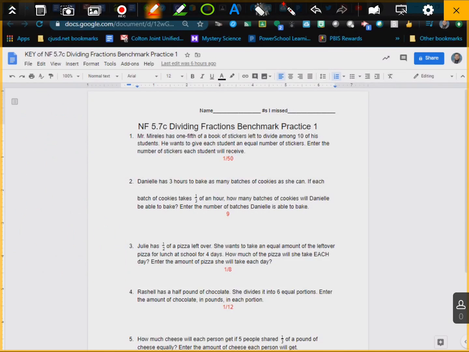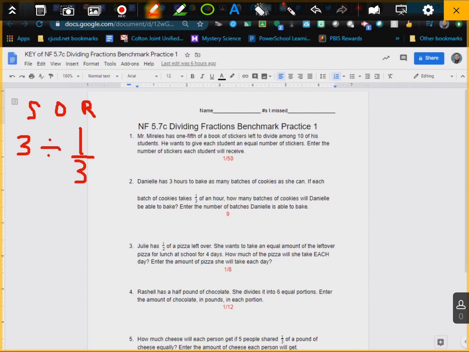Number 2, Danielle has 3 hours to bake as many batches of cookies as she can. If each batch takes 1/3 of an hour, how many batches will she be able to bake? So she has 3 hours, and she's going to be dividing that time, because each batch is 1/3 of an hour. So you have 3 hours that's being divided for each batch.